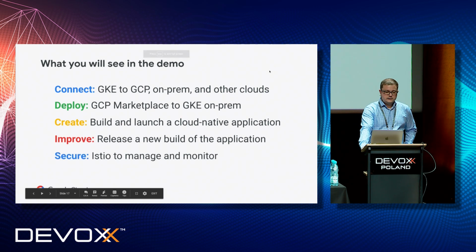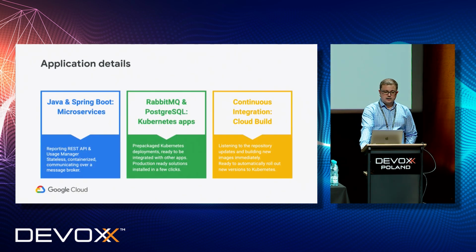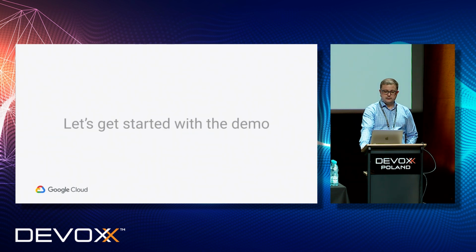I think we saw all the elements that we wanted. We had this Java Spring Boot application visualizing our sample microservices mesh. We had RabbitMQ and Postgres deployed from Marketplace. We had this Cloud Build integration.